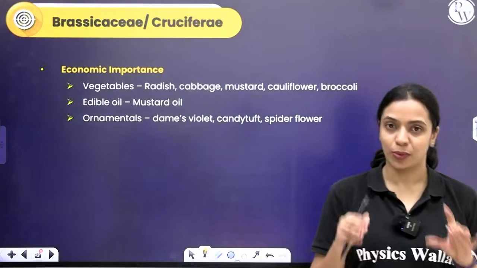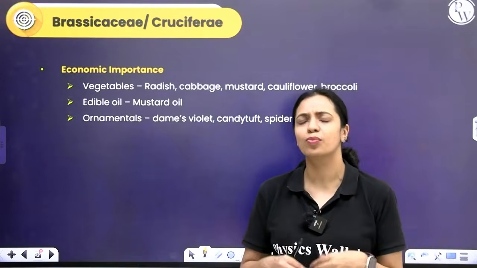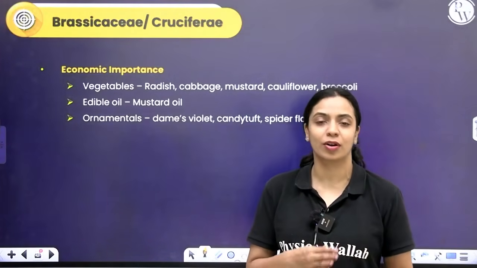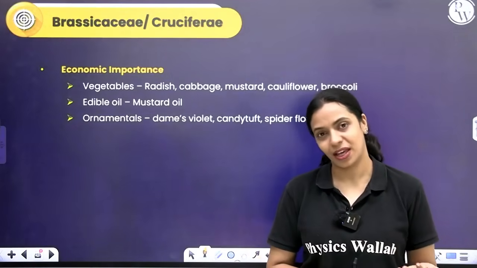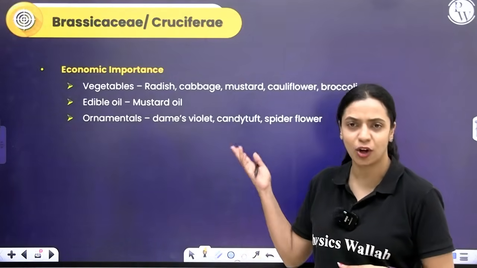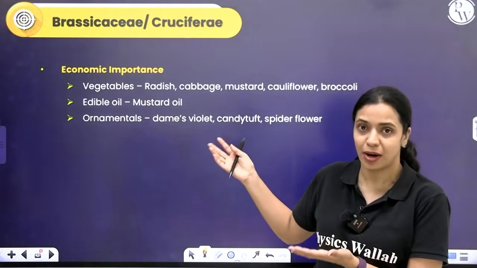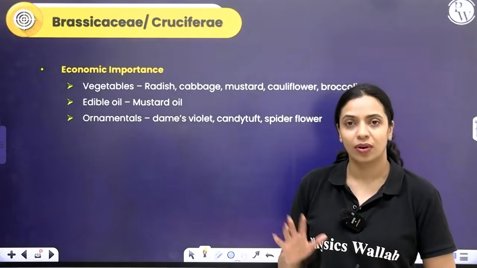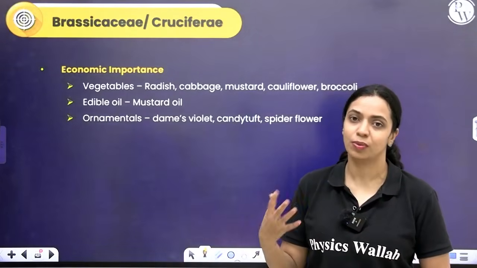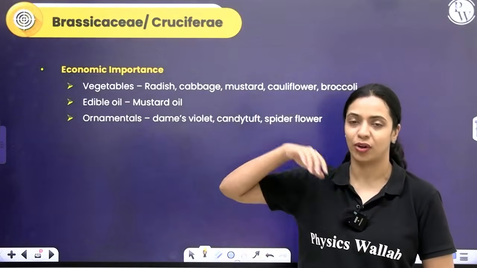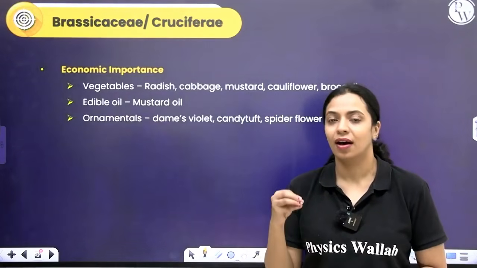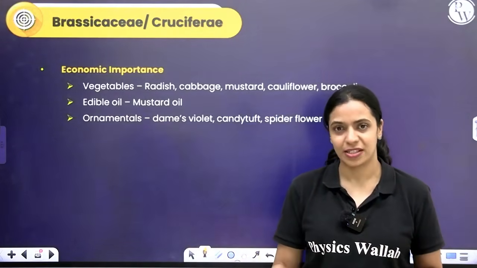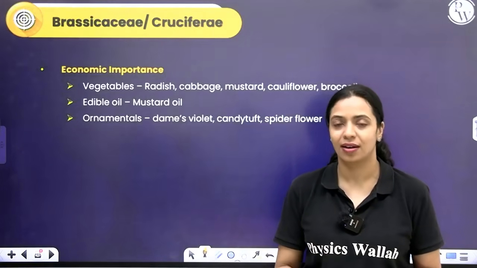If at all any question is asked from Brassicaceae, it's more likely going to be about the floral characters. Very rarely can a question be asked from economic importance. In fact, this is not even part of your NCERT. So it's highly unlikely for questions to be asked from economic importance and such things. It's more likely for questions to appear from floral characters, basically floral diagram, floral formula.